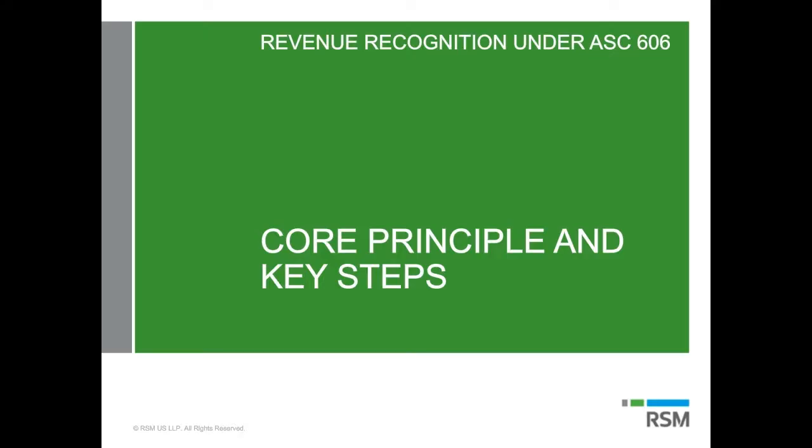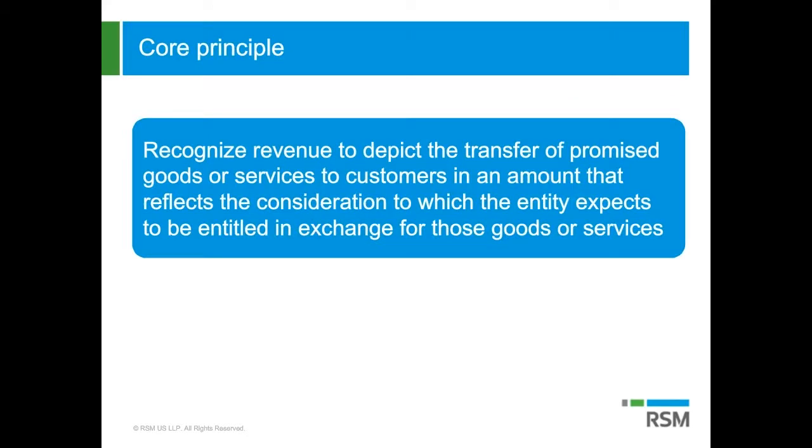Okay, so let's move on to some of the meatier topics here in the new standard. So, core principle and key steps. The boards thought it was important that they lay out a core principle as they were developing this model, to make sure that as they evaluate all the detailed guidance, it's consistent with a core principle. Today there really is no core principle from a revenue standpoint, and that's why you have situations where similar transactions may be accounted for differently depending on what industry they're in.